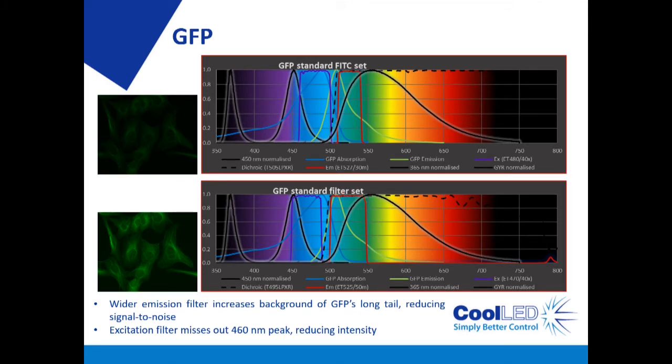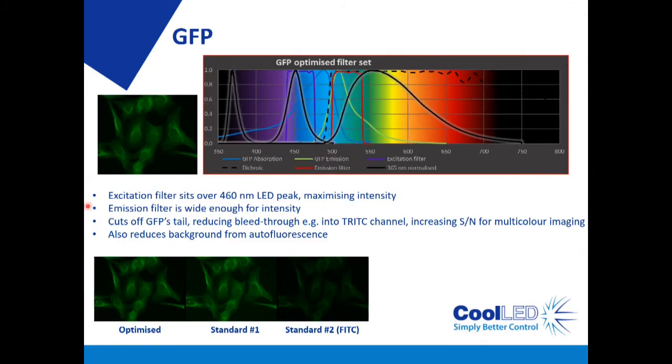Now to our optimized filters. These increase available illumination intensity by placing the excitation filter right over the peak of the LED. We've also reduced background by narrowing the emission filter, which cuts off GFP's longer tail. This reduces bleed through, for example, into the TRITC channel, and is therefore ideal for multicolour imaging. It also reduces background from autofluorescence.